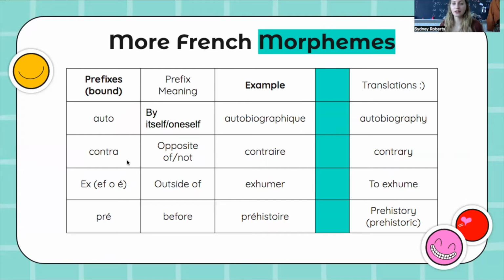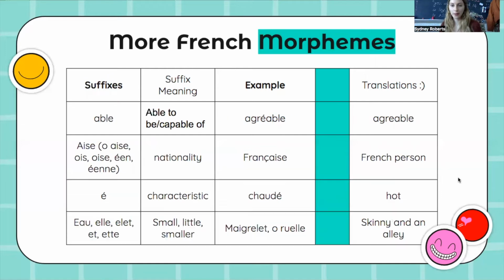Contra, very similar to contrary, as we know contra usually means opposite or some sort of negation. So contra means opposite of or not. And we see contraire, which would mean contrary, very, very similar. Ex, outside of. So exhumer would be to exhume something. Again, these are all very close cognates to English. And then pre would be before. Préhistoire would be prehistoric or prehistory.